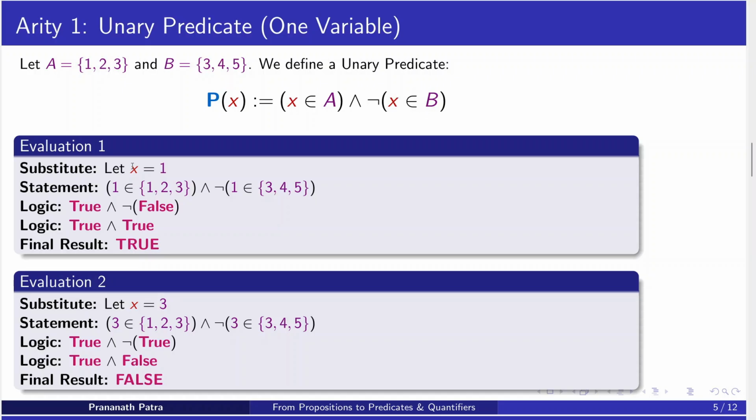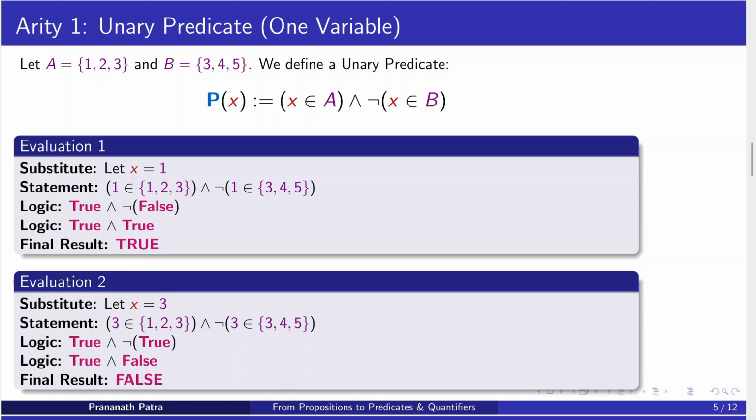First, we substitute x with 1. Our statement becomes 1 is in A and 1 is not in B. Logically, 1 is in A is true and 1 is in B is false, so we have true and not false. This simplifies to true and true, so our final result is true.